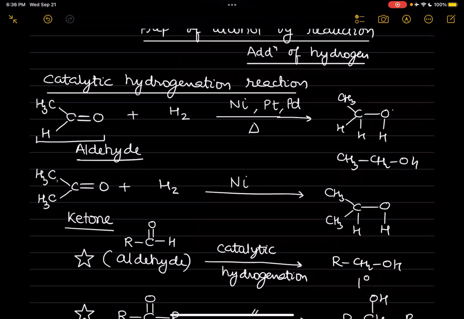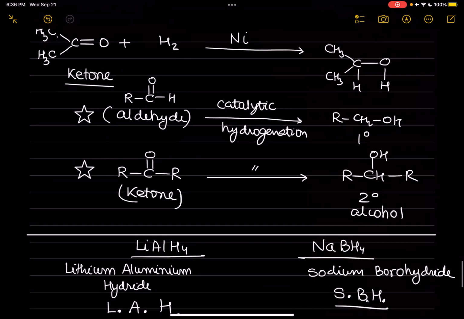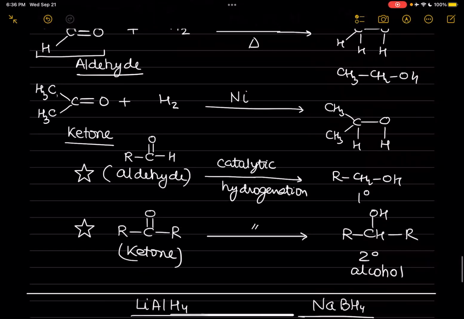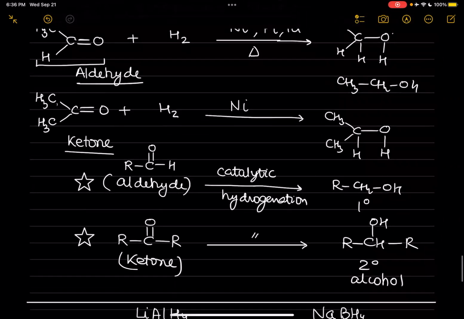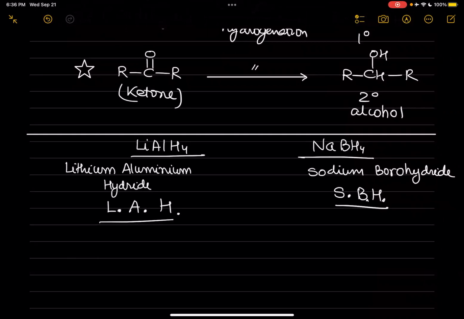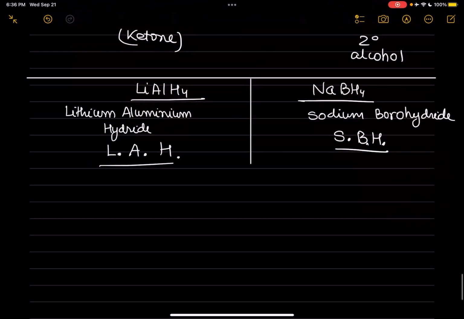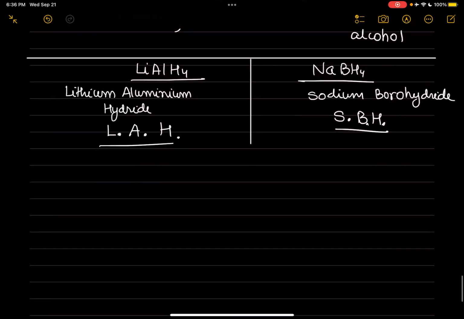Rayan, we discussed the preparation of alcohols by catalytic hydrogenation reaction, in which we took H2 and a catalyst. The other one is the preparation of alcohol by, today we have to start this, LiAlH4 and NaBH4. These are actually hydride donors, right? What does their structure look like?